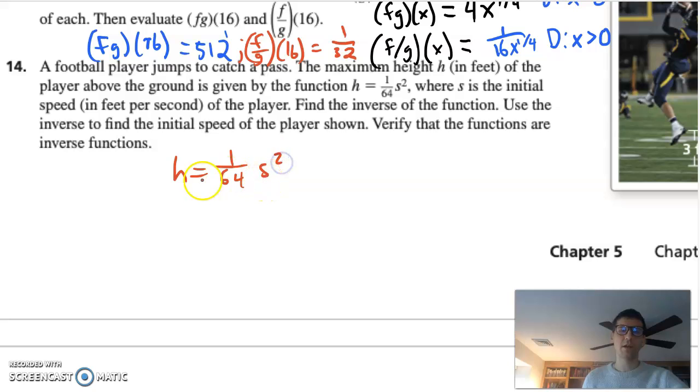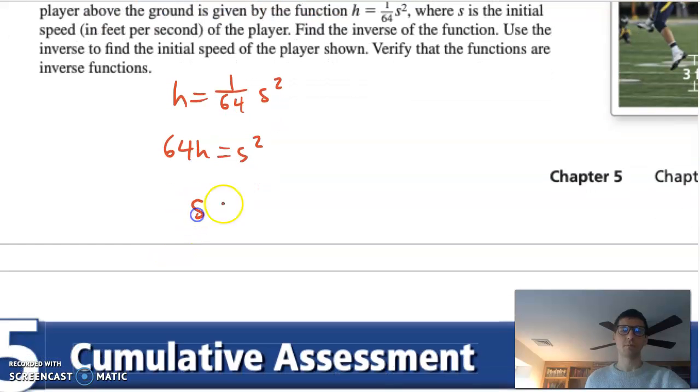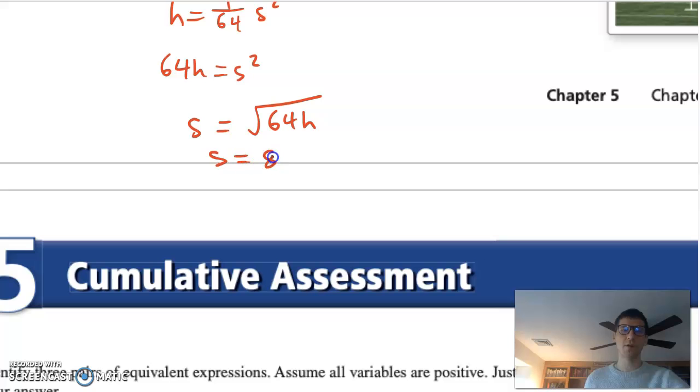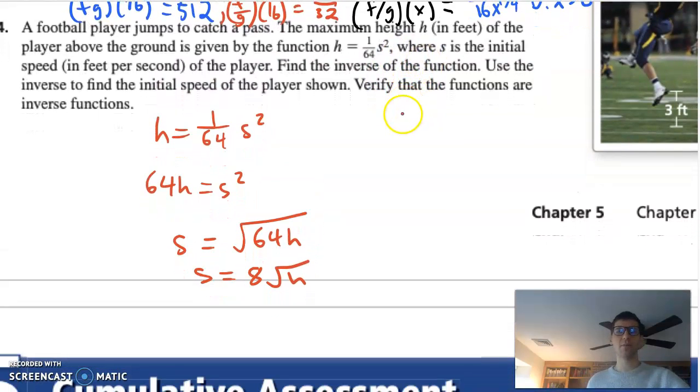Alright, so let's solve for s in terms of h. Multiply by 64. Take the square root. So I could take the square root of 64h, but what you'll see is I could take the square root of 64 because it's a perfect square, but the h I'll leave underneath. So the speed would be 8 times the square root of the height of the jump.